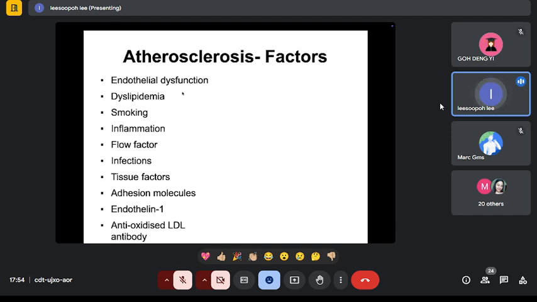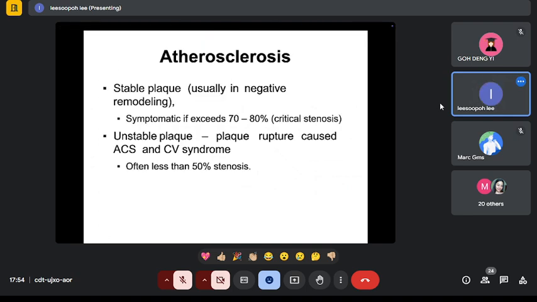Okay, this one is important. The causes of atherosclerosis. Whenever I say important, you need to jot it down, in case it will be highlighted during the exam.